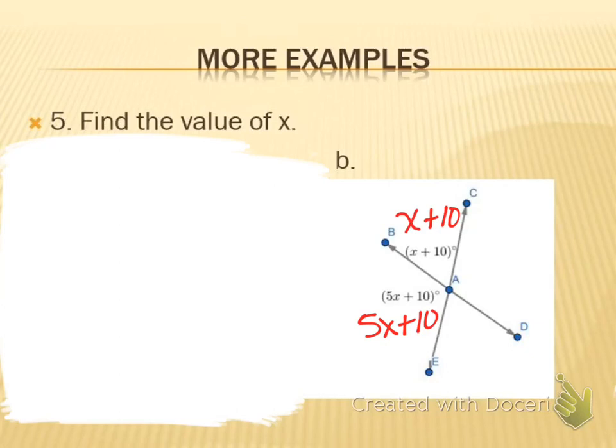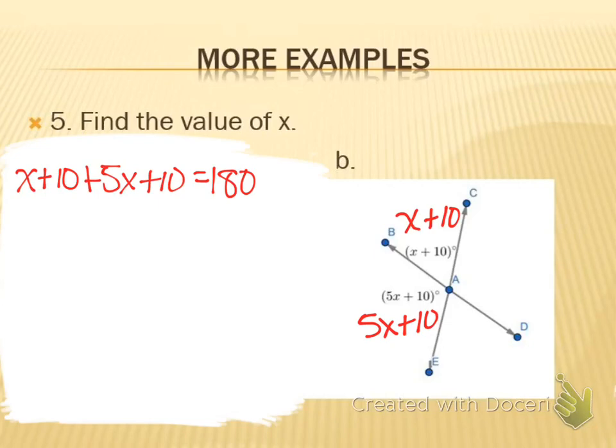Linear pairs are supplementary, which means that they add up to 180. So that's the relationship I needed to identify. Because they're a linear pair, they're supplementary, I can add them together and set them equal to 180. x plus 10 plus 5x plus 10 equals 180.